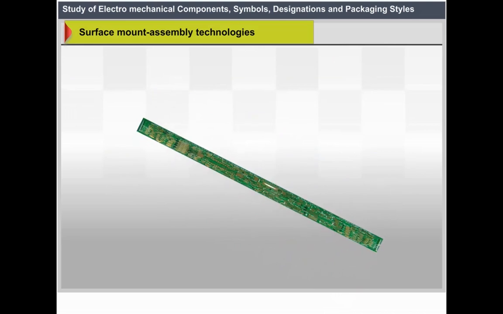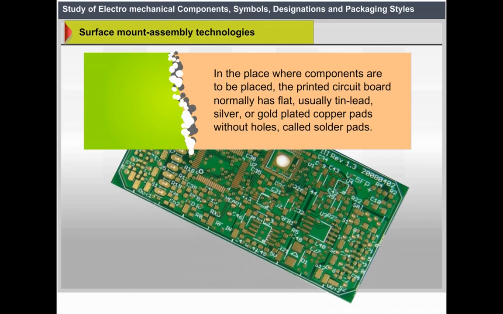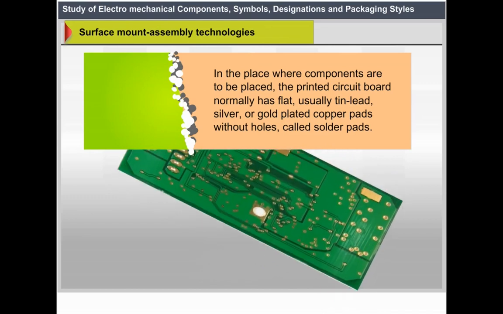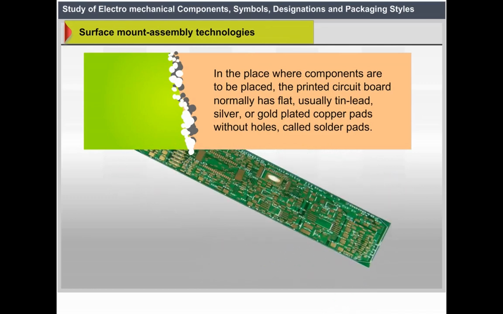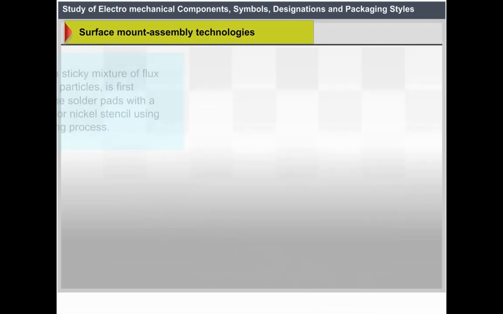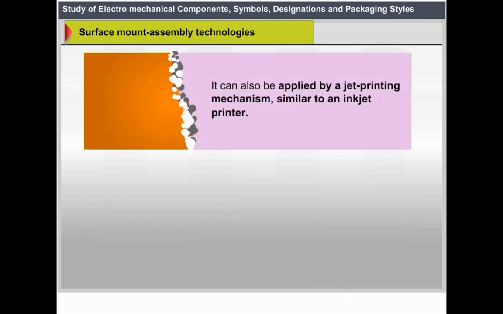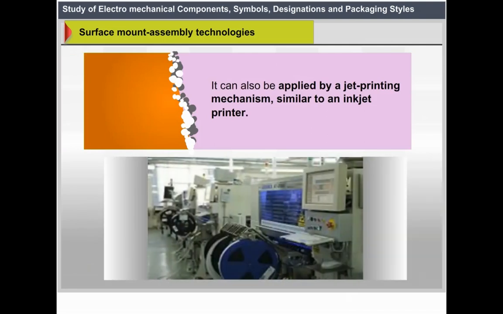Surface mount assembly technologies. Where components are to be placed, the printed circuit board normally has flat, usually tin-lead, silver or gold plated copper pads without holes, called solder pads. Solder paste, a sticky mixture of flux and tiny solder particles, is first applied to all the solder pads with a stainless steel or nickel stencil using a screen printing process. It can also be applied by a jet printing mechanism similar to an inkjet printer.